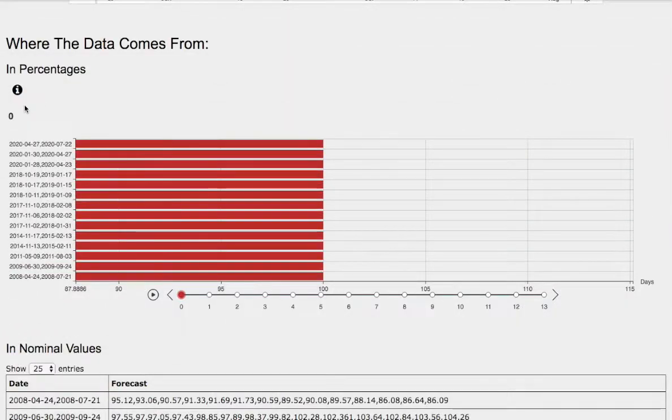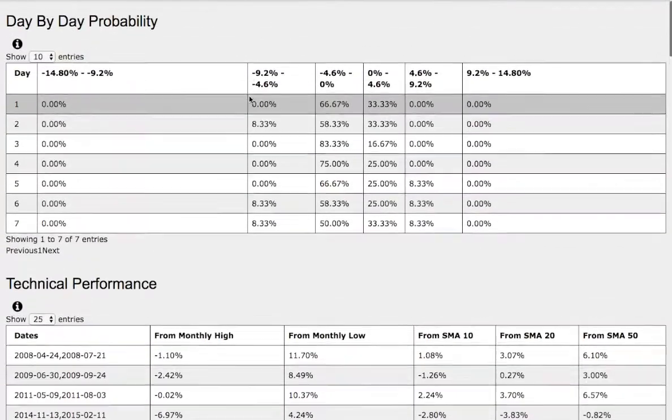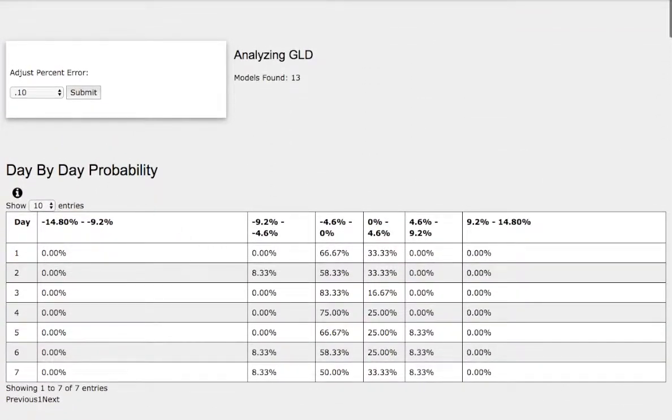So now let's examine the day-by-day probability model for gold futures. These models are available in the link below, so do check it out. As we progress to the 5th day, or a week of trading, we have a 25% chance for it to climb between 0 to, say, 5%, and an 8% chance for it to climb between 5% to 9%. And to the downside, we have a 67% chance for it to fall between 0 to negative 5%.